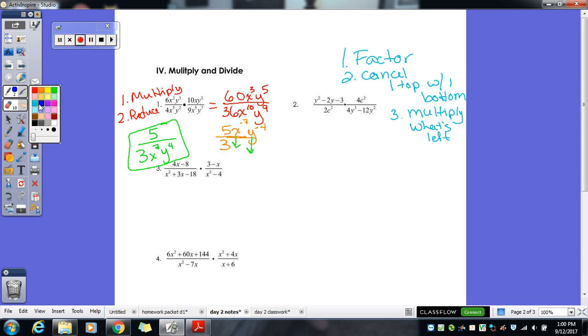So let's take a look at this one that's labeled number 2. So we're going to start factoring first. We've got a trinomial in the top of that first fraction, so I'm going to set up my 2 sets of parentheses. Y squared minus 2y minus 3. Who thinks they know how that factors?